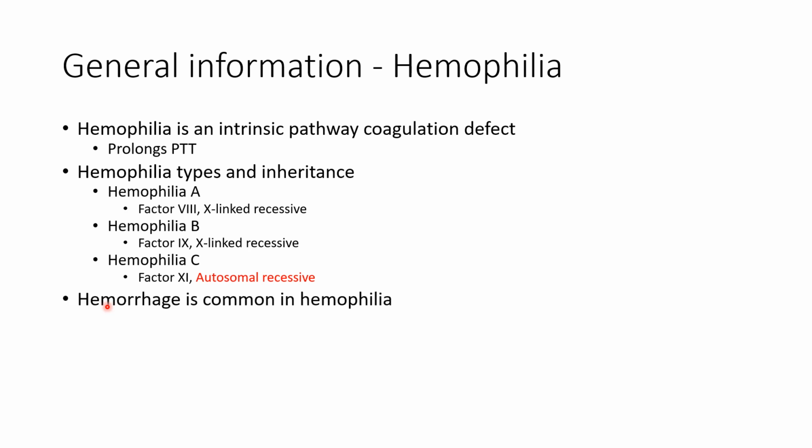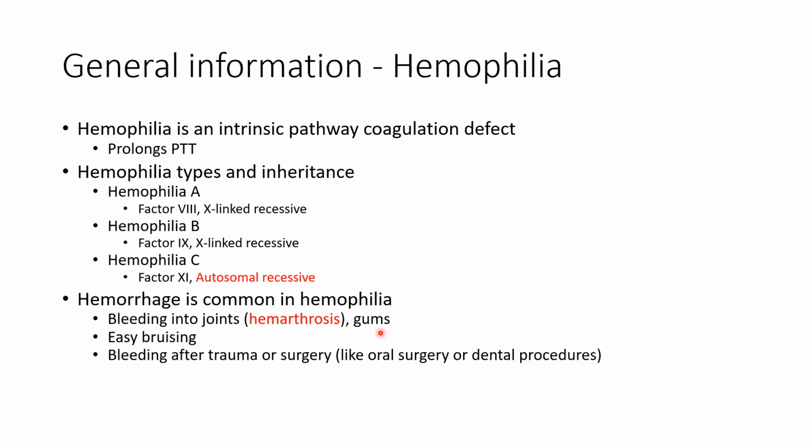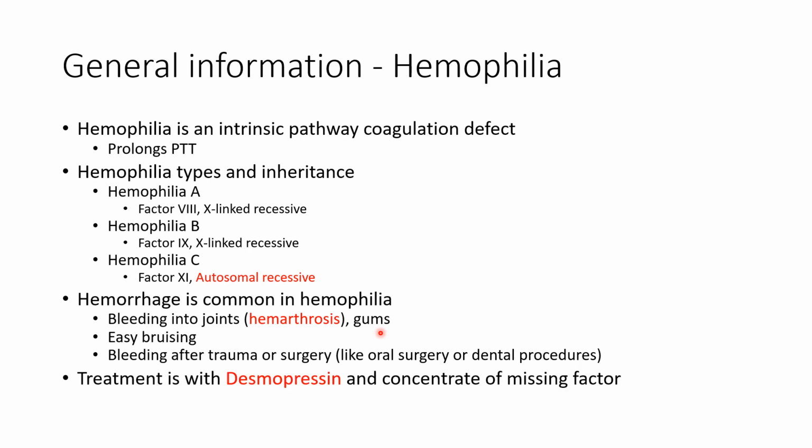Hemorrhage is common in hemophilia. People bleed. They bleed into joints. They bleed at their gums. They bruise easily. Bleeding after going to the dentist is a common thing. They get a tooth pulled and they just keep bleeding. They keep oozing. They bleed after trauma or surgery, like oral surgery or dental procedures, like we just said.